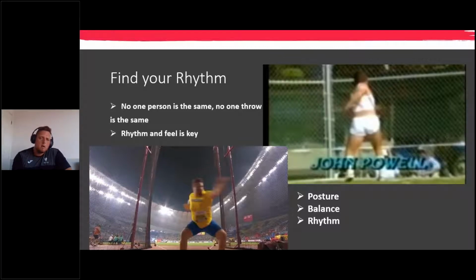They have key points, they have key areas that they both work on, but not one will be exactly the same as the other in terms of angles, etc. And then at the bottom, three things I like to highlight in terms of posture, balance, and rhythm. We're all dancers within a circle, whether it be hammer, shot, or discus, or even on the javelin runway.